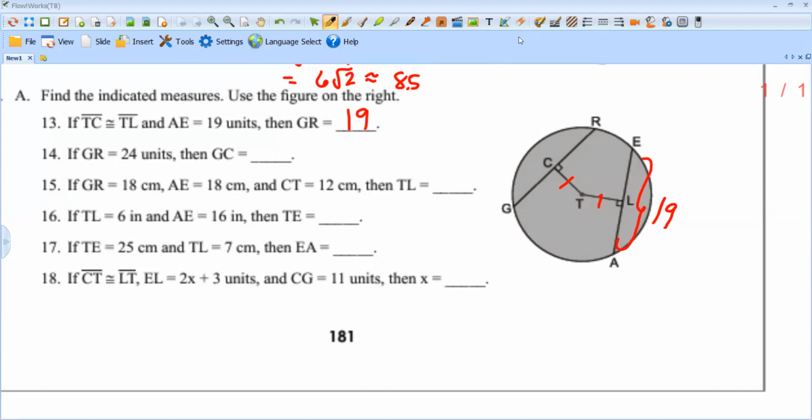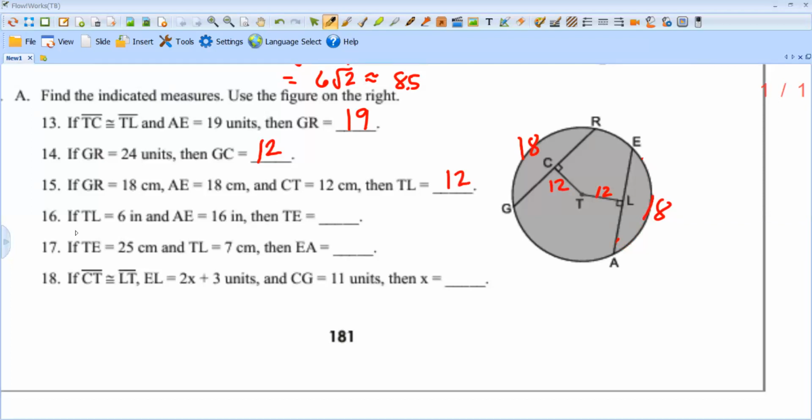So let us erase the given now. Team with the answer number 14. 12 po. Okay, so let us see. GR is 24. What's the value of GC? 12. So divided by 2. Next, if GR is 18, AE is 18, then CT is equal to 12. What is TL? Therefore, it's also equal to 12 because they have the same distance.